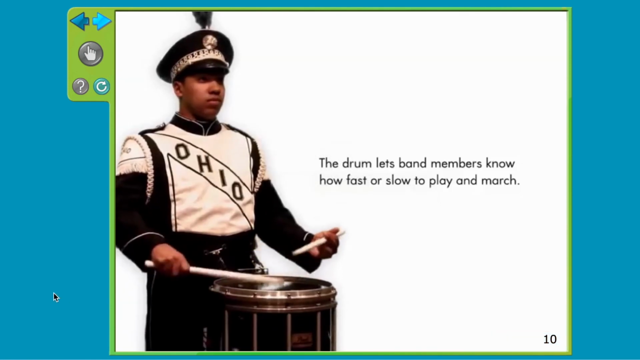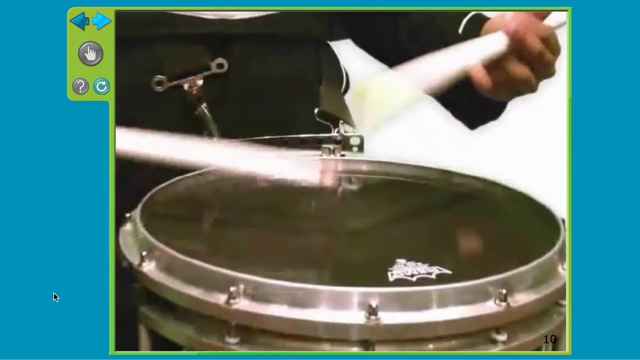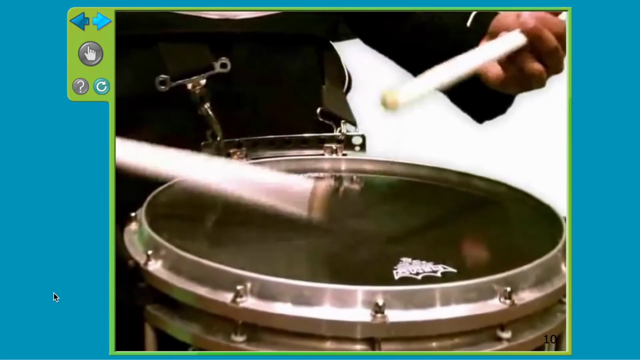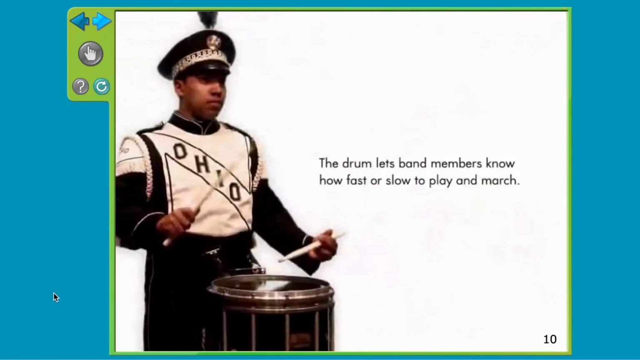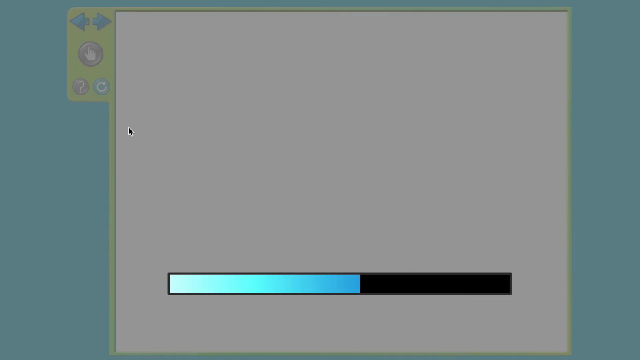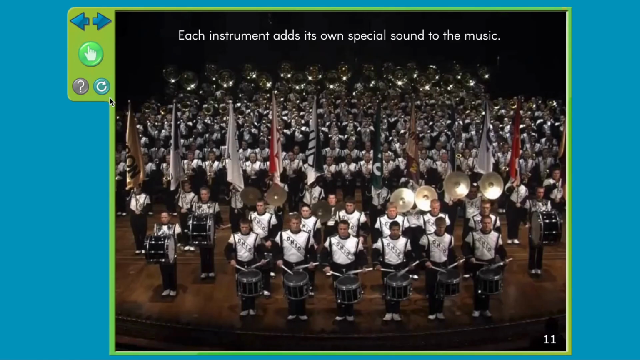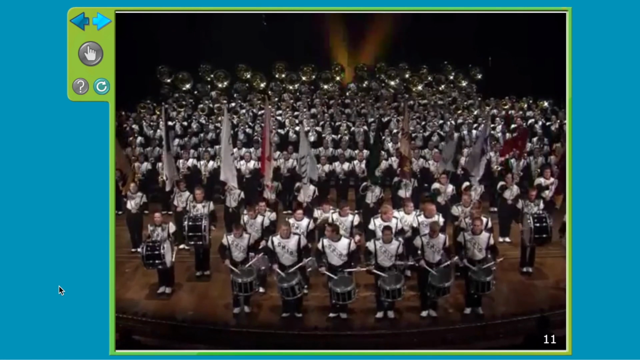The drum lets the band members know how fast or slow to play and march. Whoa, that was some cool drumming. Each instrument adds its own special sound to the music. Now let's hear them all together.